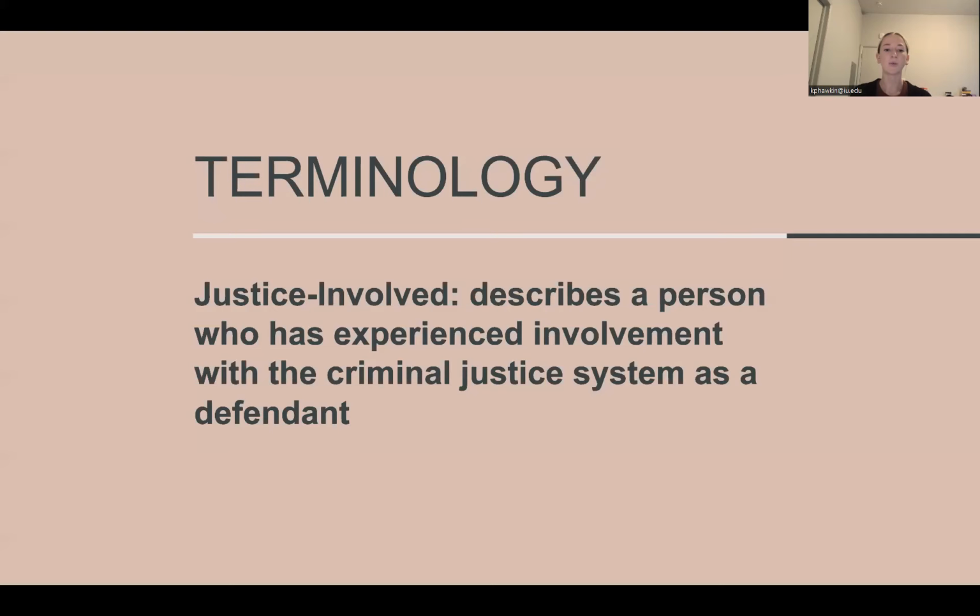I want to begin by providing a workable definition of justice involved for those who may not be familiar with the term. While this descriptor has been defined in many different ways, I use justice involved to refer to any person who's experienced involvement with the criminal justice system as a defendant. While some definitions use justice involved to refer only to those who are or have previously been incarcerated in prisons, jails, or youth correctional facilities, I prefer the above definition because of how expansive it is, attending more thoroughly to multiple forms of social regulation that extend beyond incarceration, like the parole and probation systems.